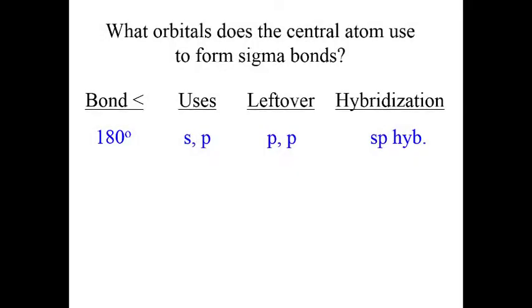To summarize, for 120-degree bond angles, the central atom uses its s orbital and 2 of its p orbitals. That leaves 1 p orbital left over. We say that the central atom uses sp2 hybridization. Note that it is not sp squared, it is sp2.